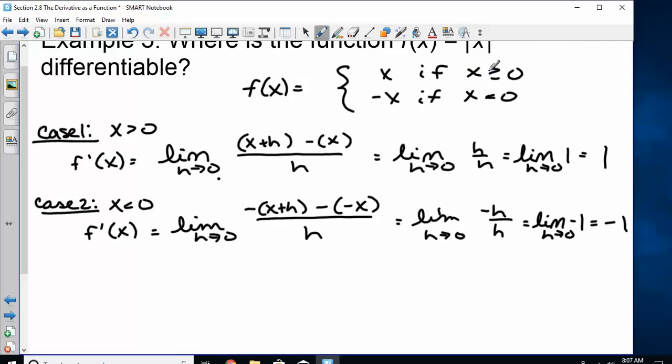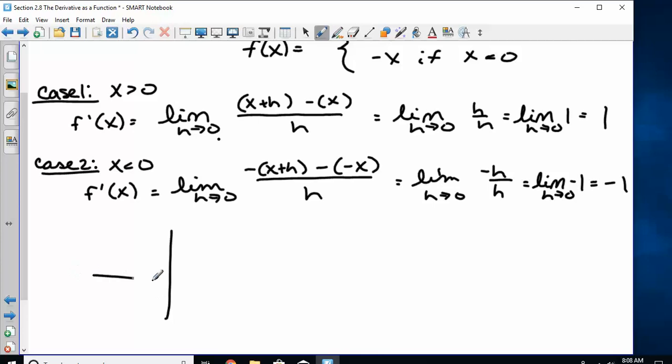At 0, I put the equal to on this one, but wouldn't it be the case for either of these, like the absolute value of 0 is 0, it's also the opposite of 0? Those are both true. Do you get the same answer on both of these? No, one gave us 1, one gave us negative 1. If you graph this derivative, what you find is, if x is greater than 0, you get 1 the whole time. If x is less than 0, you get negative 1 the whole time. Does it exist at 0? No.